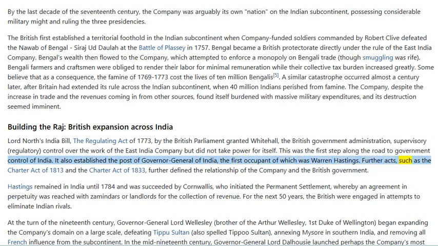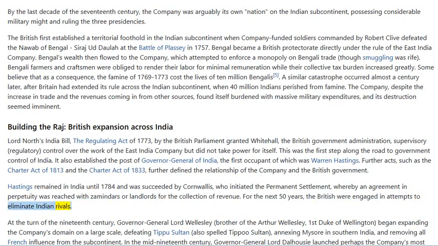Further acts, such as the Charter Act of 1813 and the Charter Act of 1833, further defined the relationship of the company and the British government. Hastings remained in India until 1784 and was succeeded by Cornwallis, who initiated the Permanent Settlement, whereby an agreement in perpetuity was reached with zamindars, or landlords, for the collection of revenue. For the next 50 years, the British were engaged in attempts to eliminate Indian rivals.